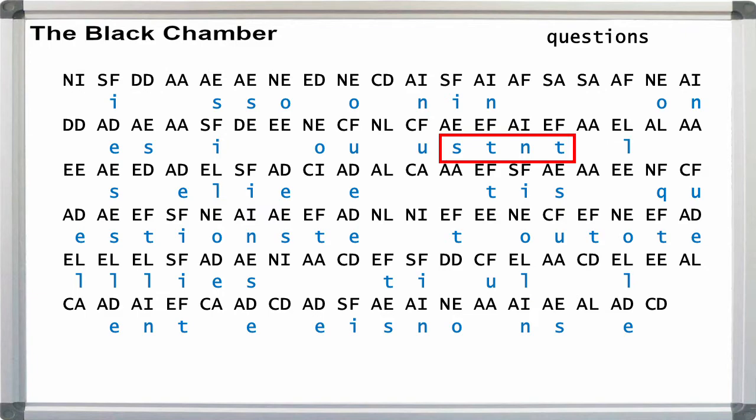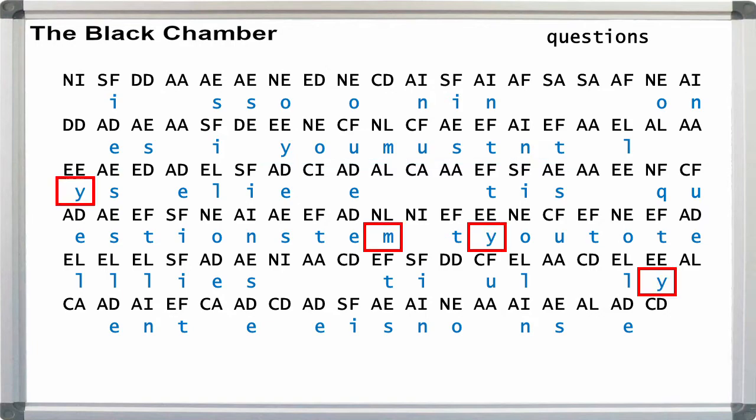There's another odd bit at AEEF, AIEF, STNT. The STNT fragment may feel wrong until you remember that we can allow contractions, like N'T for not. Then something OU, something USTNT suggests you mustn't. Fill in the other Ys and Ms.